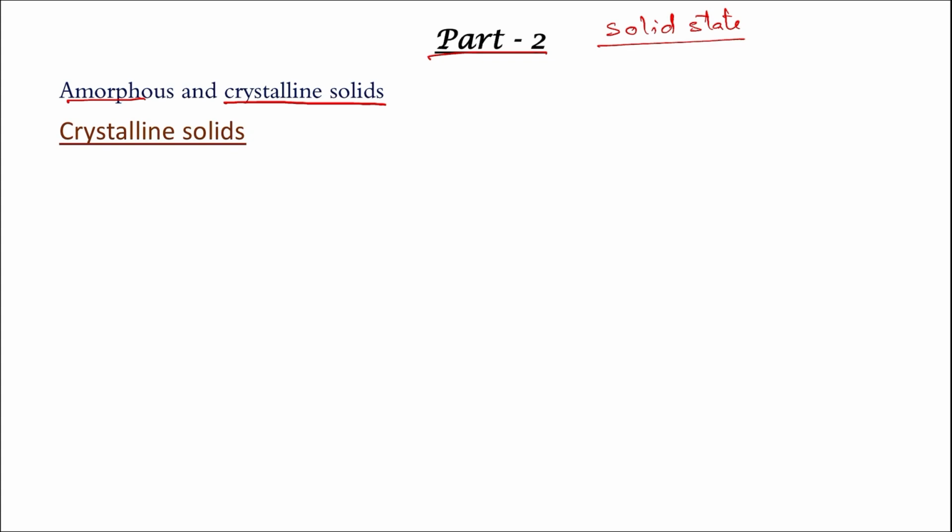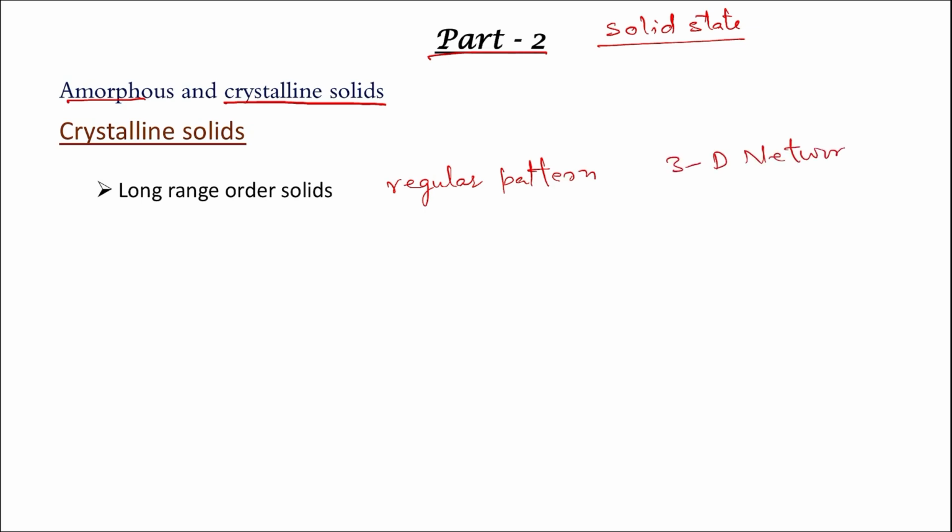In the first part we have discussed the amorphous solids and crystalline solids. Because in our syllabus there is only crystalline solids, let's recapitulate some characteristics of the crystalline solids. First of all, these are long range order solids, means they have the regular pattern of the arrangement, and they form the three-dimensional network of the solids.